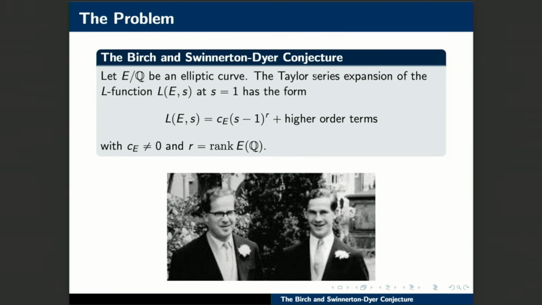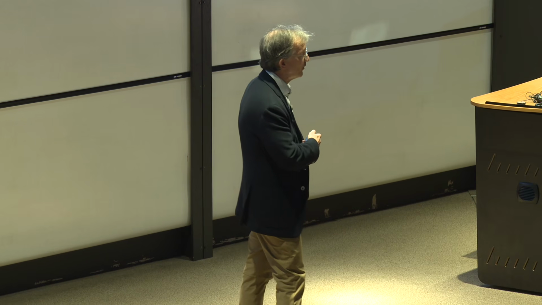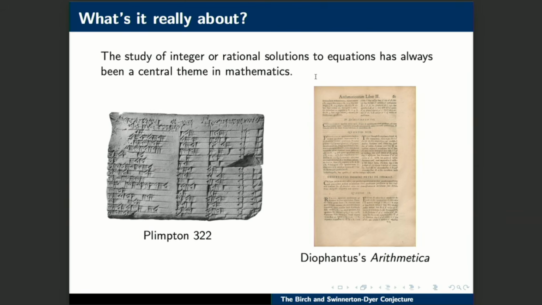on the elliptic curve. So as I said, I'm going to spend some time actually getting to this formulation, unpacking what this means. So what is this really about? So first of all, it belongs to one of the oldest themes in mathematics, the study of integer or rational points or solutions to equations. So here on the left is a 5,000-year-old clay tablet from Babylonia, and as you can see, it gives Pythagorean triples.